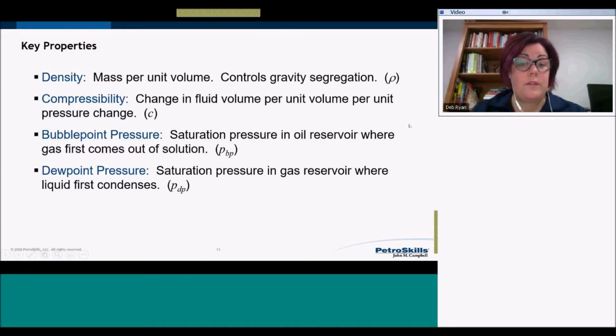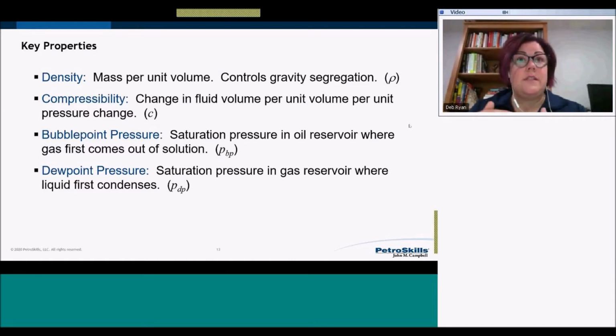Compressibility is really important. It's the change of volume per unit of pressure. So again, that gas under really, really high temperature and pressure has a really high compressibility because of how much it can then expand at different temperatures and pressures. Something like water is fairly incompressible, depending on how much dissolved gas is in it.